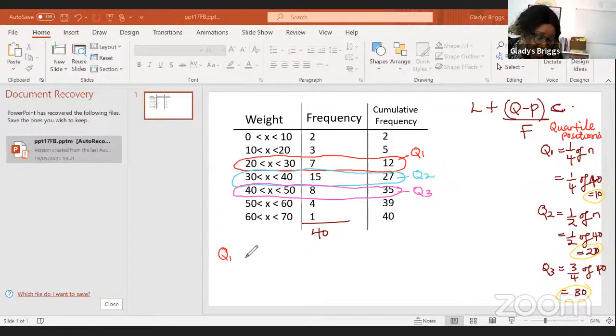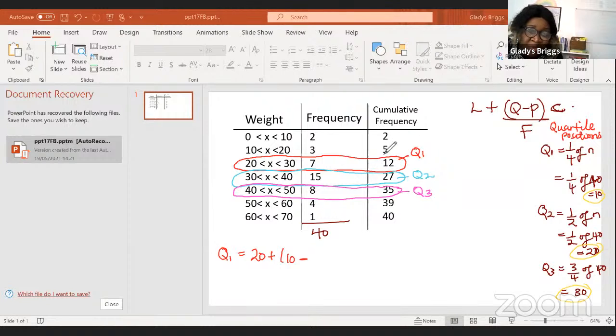Q1 is equal to L, the lower limit of the quartile class, which is 20, plus Q, the quartile position for quartile 1, which is 10, minus P. What is P? P is the cumulative frequency of the previous class.